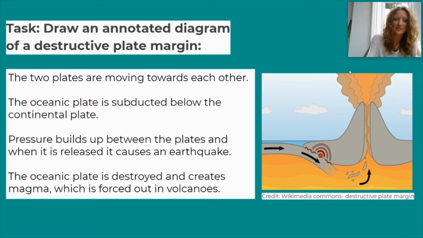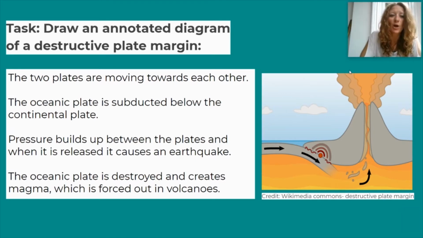Then the annotations that I would like you to add are the following. So the two plates are moving towards each other. Now, if you have a look at this diagram, part of that is missing. So there are the black arrows that show that the oceanic plate is moving towards the continental plate. But actually on this diagram, the continental plate doesn't show that it's moving towards the oceanic one. So if I was you, I would add that to my diagram.